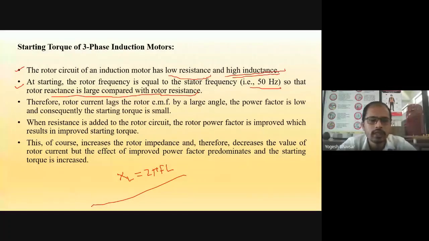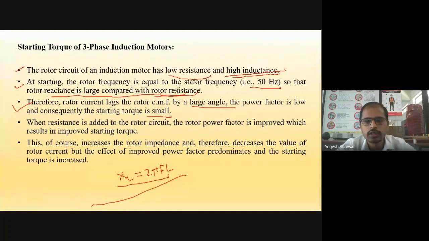Initially, when the motor is at starting, the supply frequency is equal to the rotor current frequency, and the frequency is at maximum value, that is 50 Hz. So the reactance will be relatively large as compared to the rotor resistance. Therefore, the current lags the rotor EMF by a large angle and the power factor is low. Consequently, the starting torque is also small.